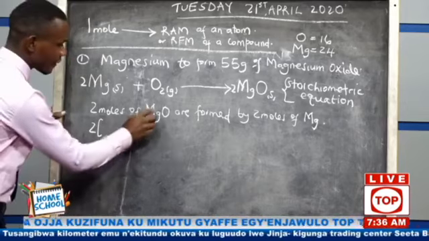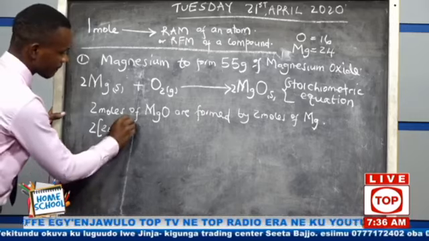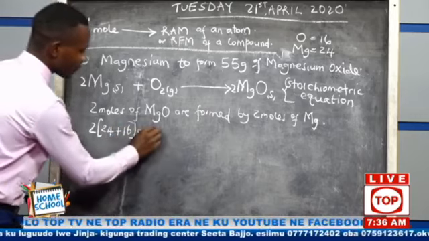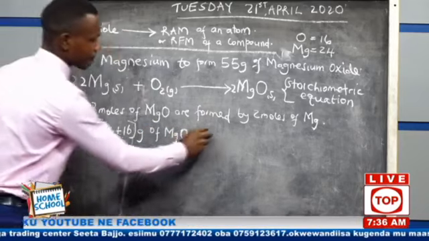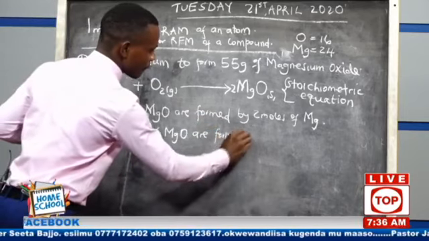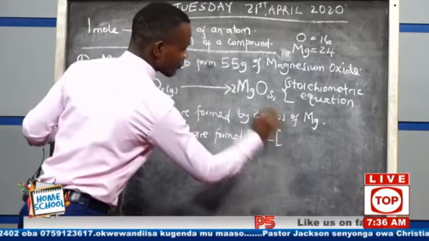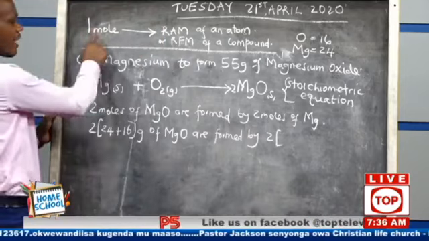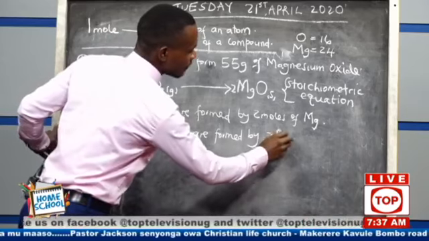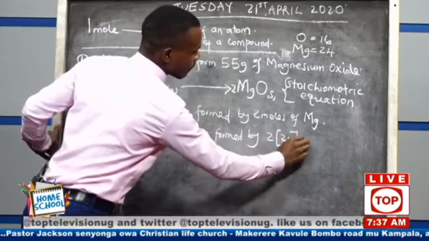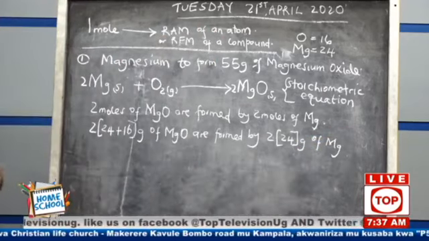So we shall come here and say magnesium oxide is 24, it is one atom, plus 16. These are going to be grams of magnesium oxide formed by 2 moles of magnesium. Magnesium is an atom. That means we consider the relative atomic mass. That means it is 2 times 24 grams of magnesium. Are we together there?